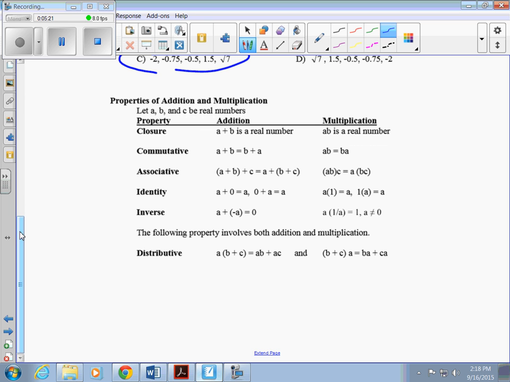And then we also have the distributive property, which we've seen many, many times. Here we have A times (B plus C) equals A times B plus A times C. So AB plus AC.